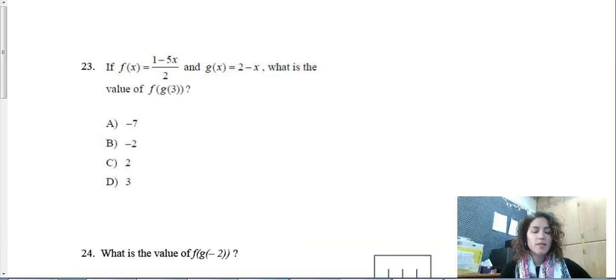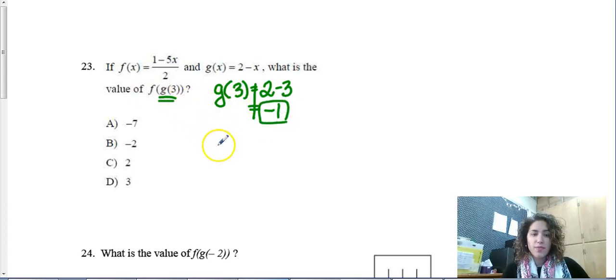So the same idea applies to number 23, where it may look, whoa, this is crazy, but we have all the skills that we need to do it. So I have this function f of x and this function g of x, and it says, what is the value of f of g of 3? So I see that it's giving me something to evaluate. That's where I'm going to start. Doesn't matter what these look like. I know that with composition, if it says f of g of a number, I'm going to take care of that inside piece first. So g of 3 equals 2 minus 3, which is negative 1.